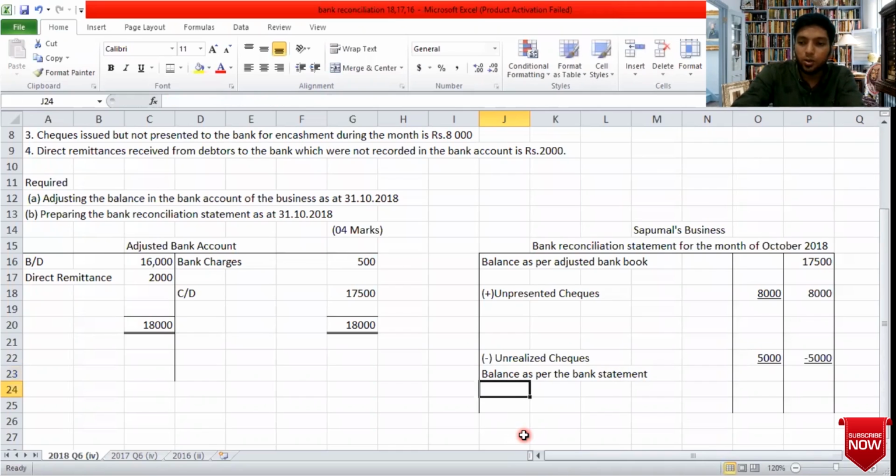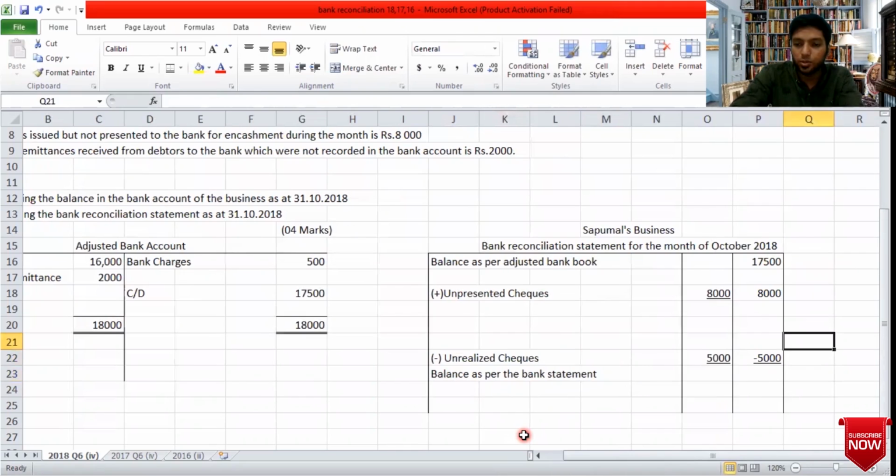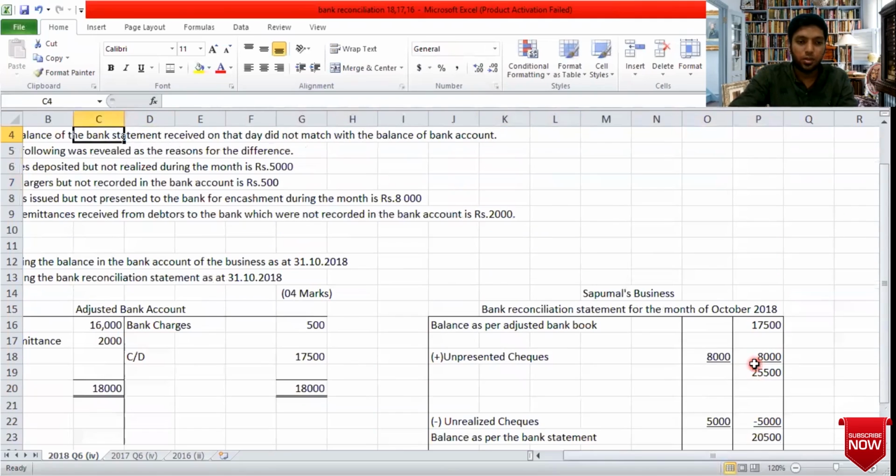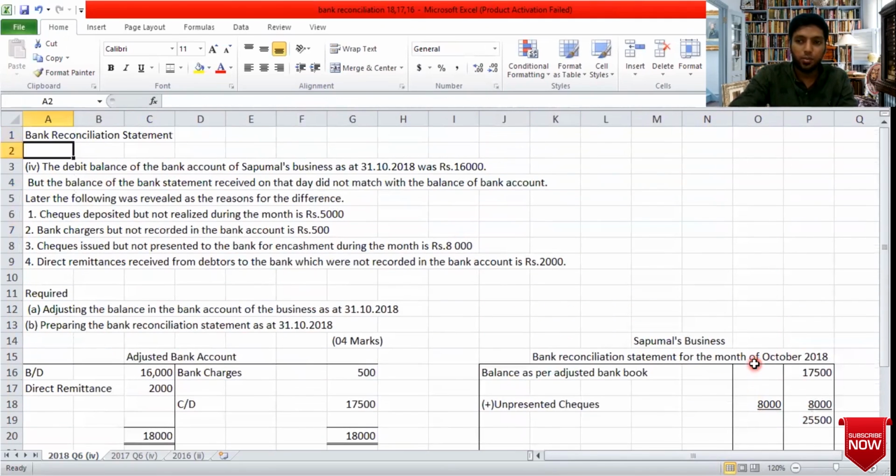So now you have 17,500 plus 8,000, you can show here. Total you get 25,500, right? When you deduct 5,000, you get 20,500. So when you have been given a bank statement, you could have compared this and seen that it should have been 20,500. Unfortunately, they have not given a bank statement on this sum. Maybe in 2017, when we are doing it, we will be able to find it.